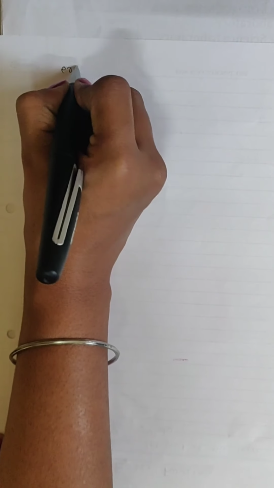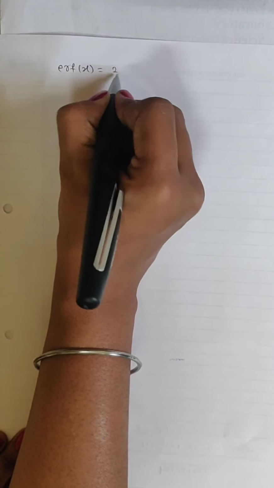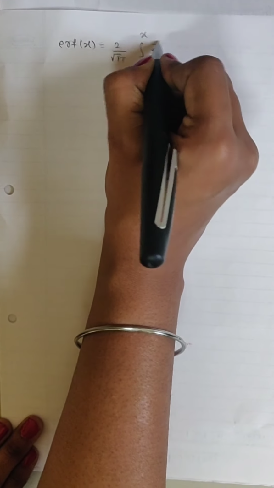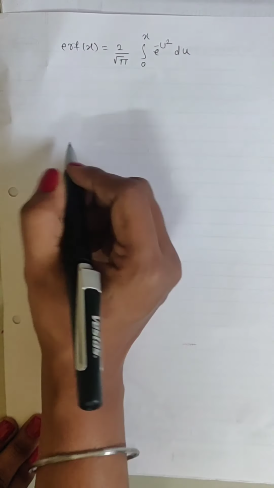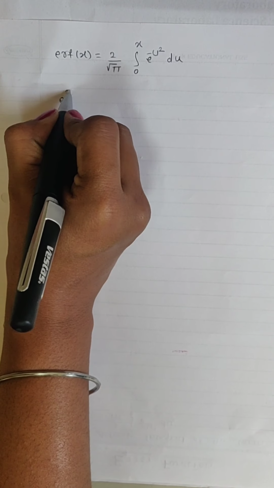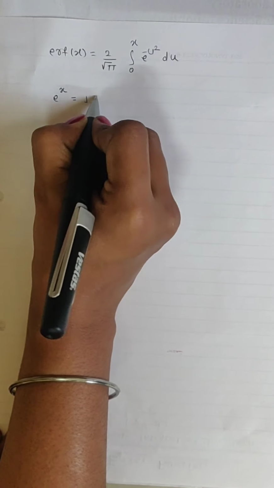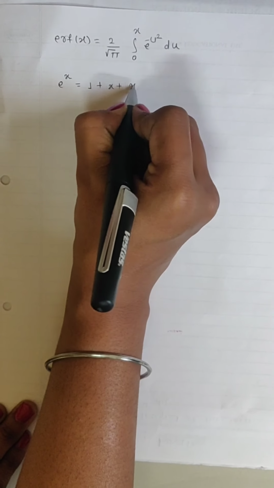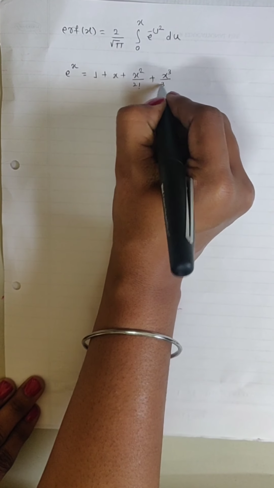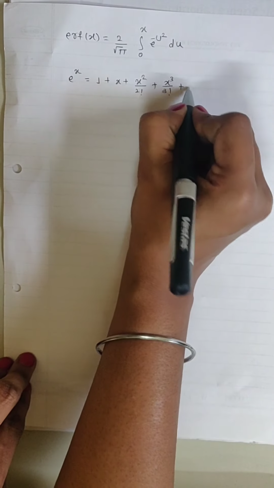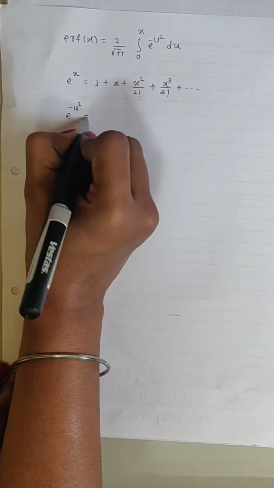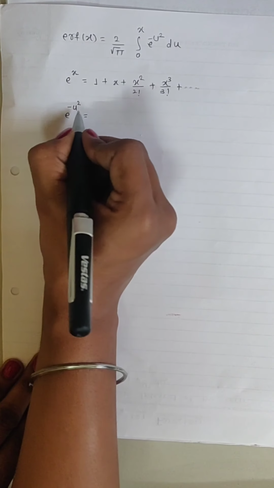Again, the definition of the error function is 2 upon root pi integral 0 to x e raised to the minus u square du. Now here it contains an e raised to function. Everyone knows that the expansion of e raised to x is 1 plus x upon 1 factorial plus x square upon 2 factorial plus x cube upon 3 factorial and so on. Similarly, we can write e raised to minus u square. So we just replace x by minus u square.